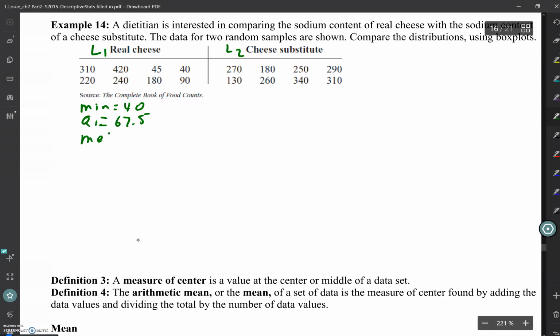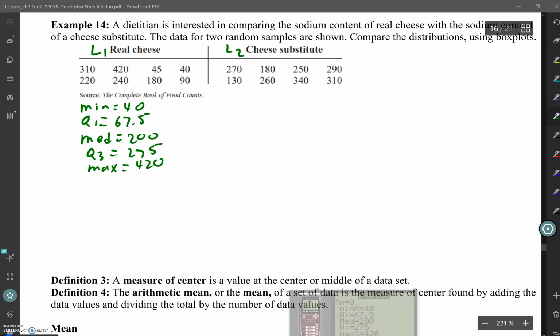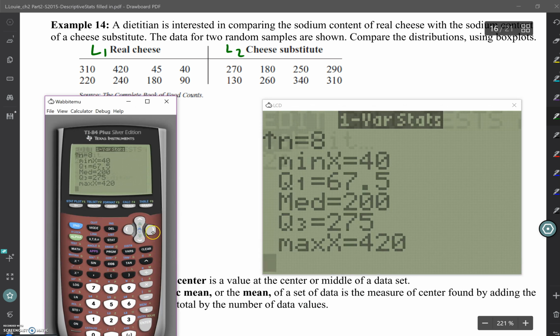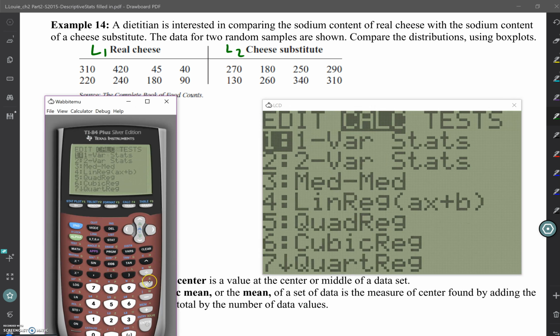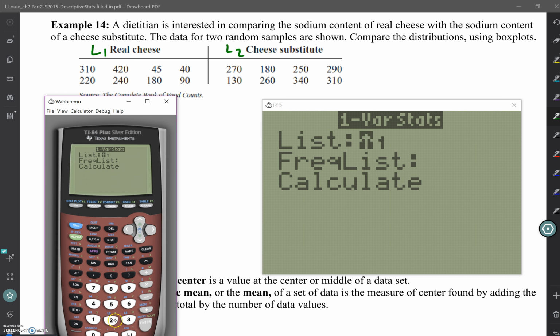67.5. My median is what? Q3 is 275. And what was the max? All right. Now let's go run that same function, but this time tell it to focus on list 2.